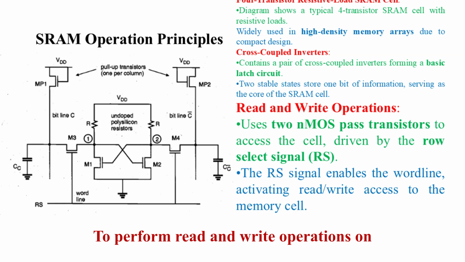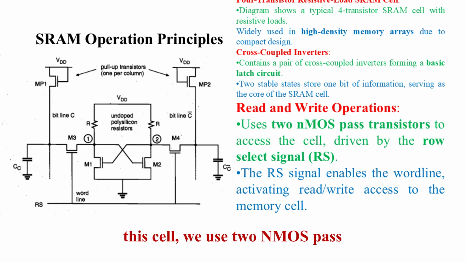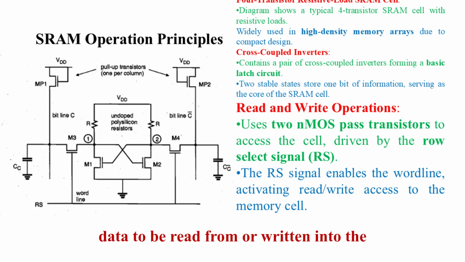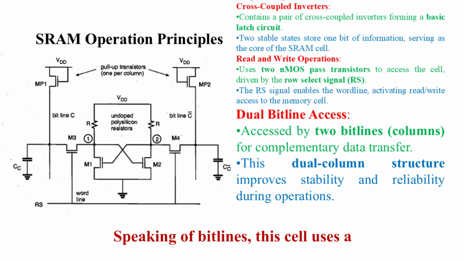To perform read and write operations on this cell, we use two NMOS pass transistors. These transistors act as access points and are controlled by the row select signal and read signal RS. When RS is activated, it allows data to be read from or written into the cell by connecting it to the bit lines.